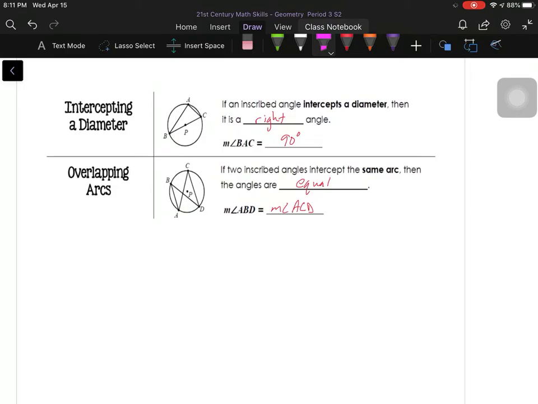If two inscribed angles intercept the same arc, then we know that the angles are equal. So like if they highlight this arc here, arc AD, they know that angle B there and angle C there are going to be the same angle because they intercept the same pink arc.